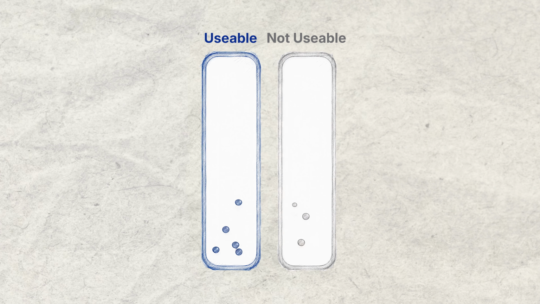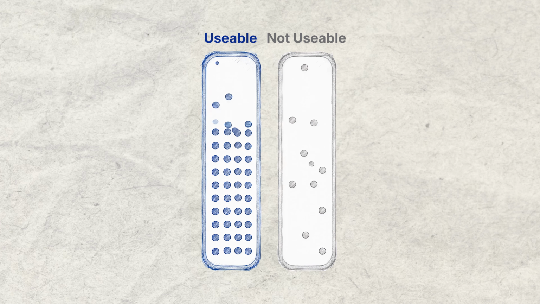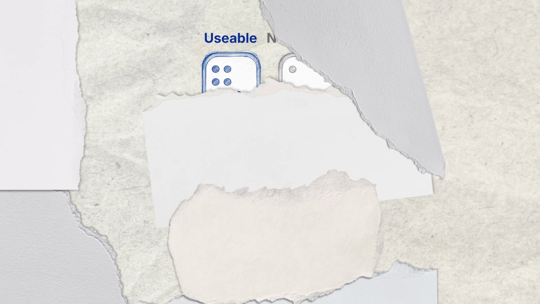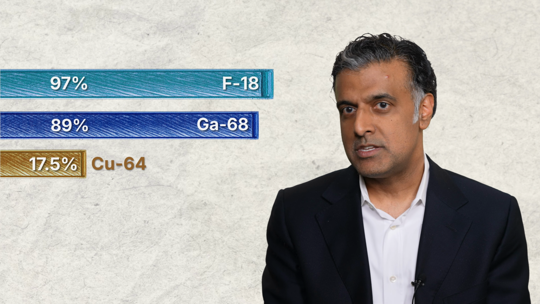There's certain isotopes that yield energy that we can use for imaging, and have other things they yield that are not good for imaging. The higher the yield, that means it's decaying more in that perfect range, and you can create images out of it. Fluorine-18 and gallium-68 have very similar yields. Gallium-68 is in the high 80s, fluorine-18 is in the 90s. Copper-64, it's about 17% yield.